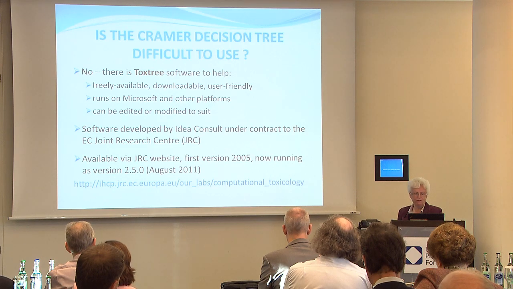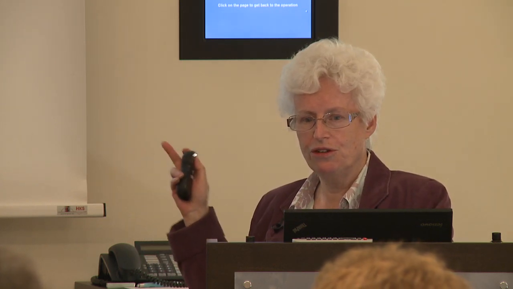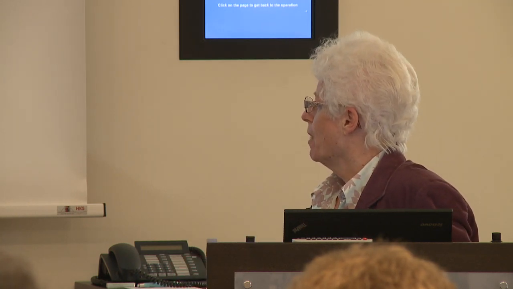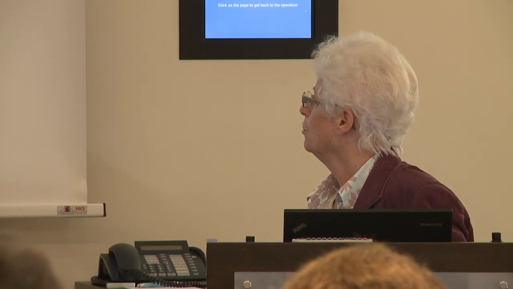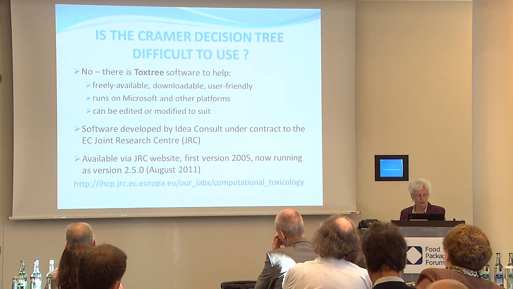So is the decision tree very difficult to use? Well, you can either do it manually by reading the original 1978 paper and going through the questions, which are, as well as the decision tree you've seen, all listed in detail in the paper. But there is software available on the JRC website, which you can see at the bottom here, to help you do your Cramer classification. And this ToxTree software is readily available. It's very easy to use. I'm not a chemist, and even I can manage to use it without too much difficulty. It can run on various platforms, and you can download it and actually modify it to suit your particular purpose, if you so wish. So you could incorporate some extra rules if you wanted to.